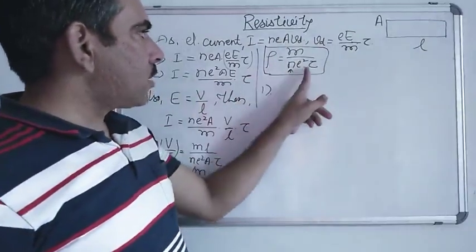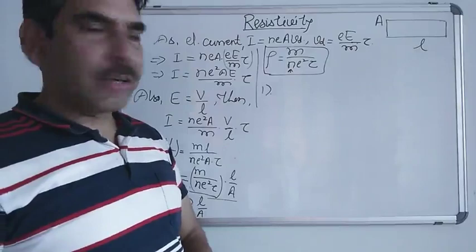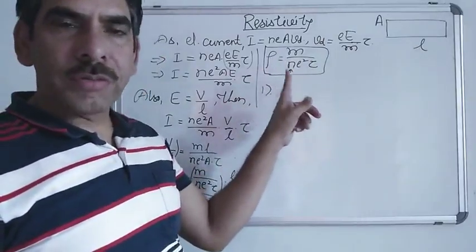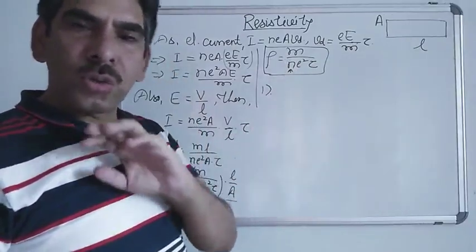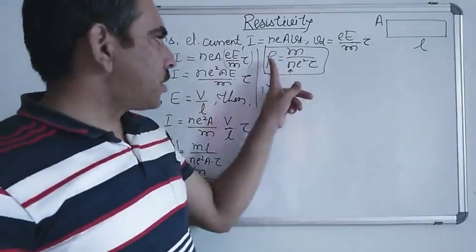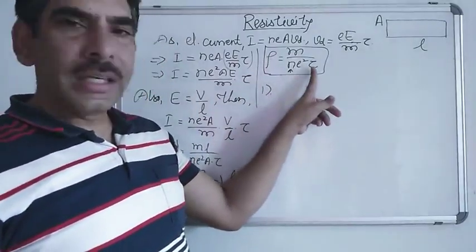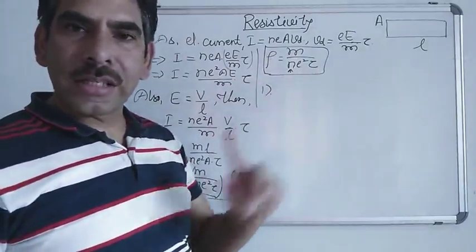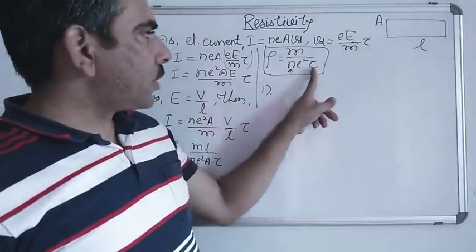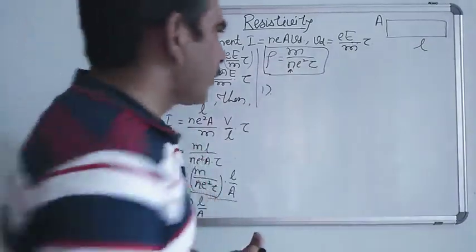And it also depends upon tau, which is the average relaxation time. Less is the relaxation time, resistivity will be more, so it will be a bad conductor of electricity. For a substance to be a good conductor of electricity, its resistivity has to be low, which is possible only when its relaxation time is more. So whenever relaxation time is more, only then resistivity will be less, right?